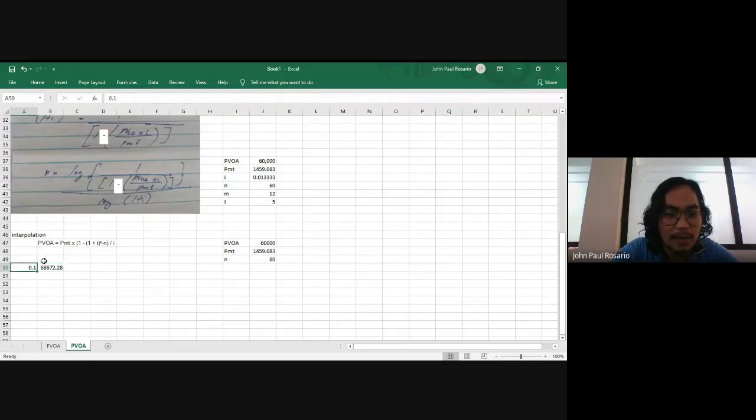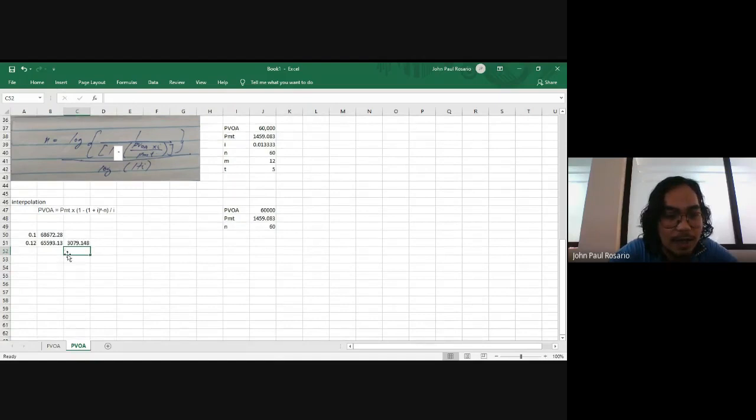So let's try 0.12. As you can see, guys, the difference between the two is 68 minus. This will help you decide how to move, whether to move fast or slowly in increasing your interest rate. The difference is 3,000 when moving from 0.10 to 0.12. So it's safe to move directly to 0.14, because if you subtract another 3,000, it still won't reach 60. So let's go straight to 0.14.